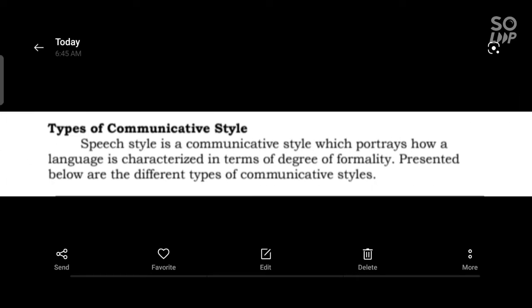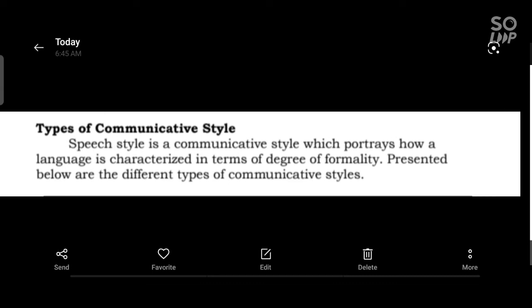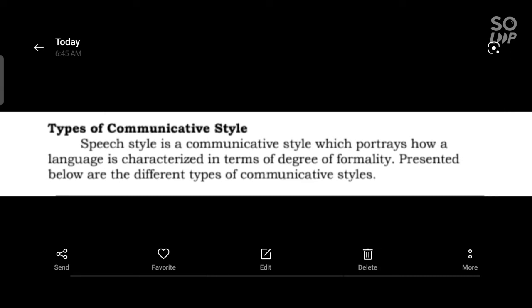So, after answering the first learning task, we are now going to proceed on the lesson proper. So, ano nga ba itong mga ito? So, we have to study. We have different types of communicative style. When we say communicative style or speech style, it is a communicative style which portrays how a language is characterized in terms of degree of formality. Presented below or on the next slides are the different types of communicative style.